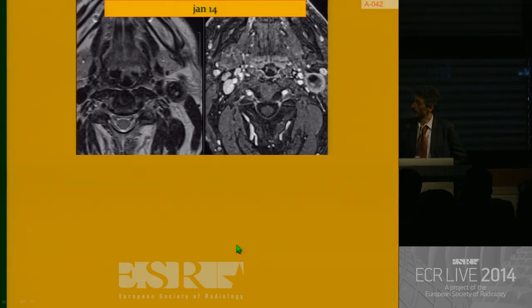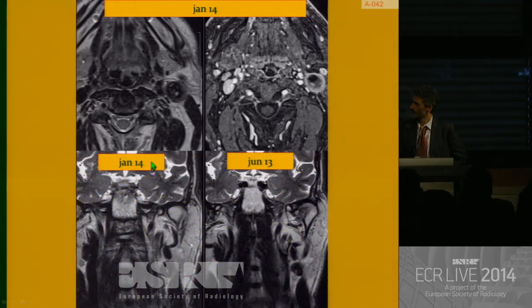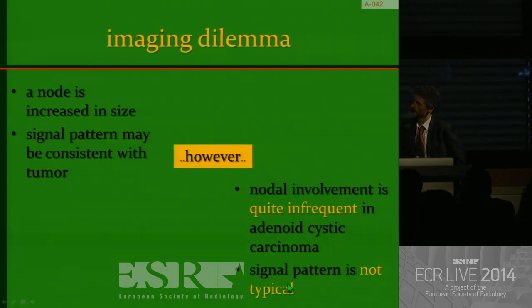As we move a bit downwards, we see there is an enlarged lymph node with contrast uptake at the periphery. It's a dark lymph node, but the periphery is brightly enhancing. If you compare this scan, January 14, with June 13, actually the node is growing. So we are facing an imaging dilemma, because the node is increased in size, and this patient is a neoplastic patient, so we have to worry about that, and because the signal pattern may be consistent with tumor.